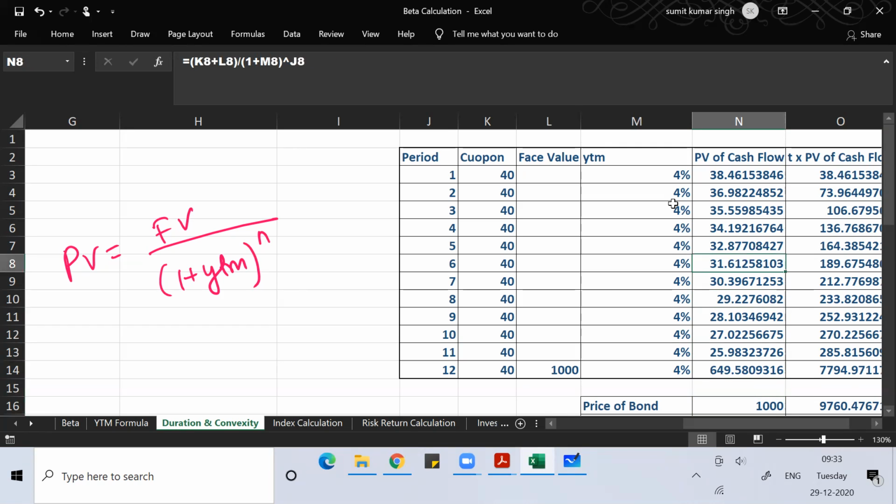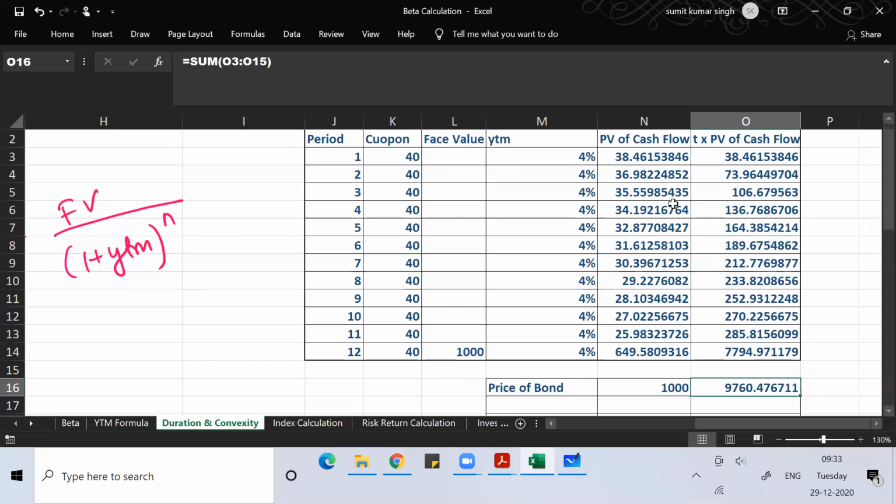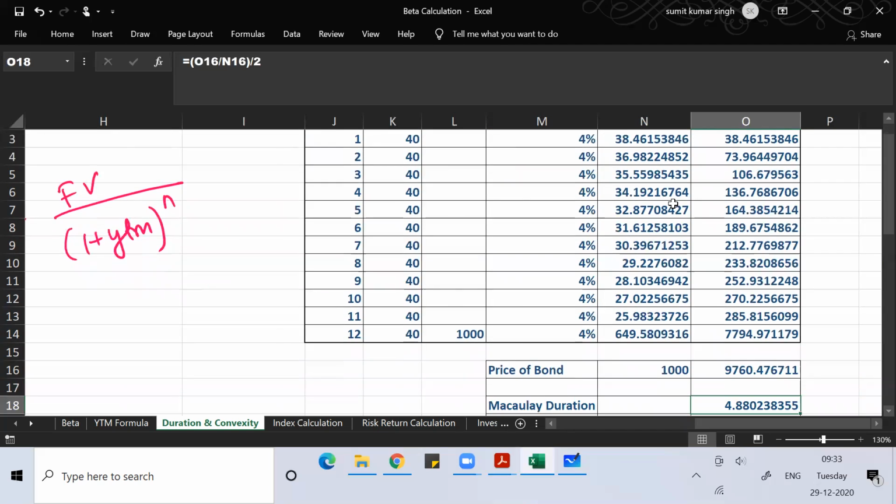Once you get the present value of the cash flow, you multiply the present value of cash flow with the time period, which here is 1, 2, 3 and so on. The summation of this, divided by the price of the bond, will give you the Macaulay duration. So this value you divide by the 1,000.